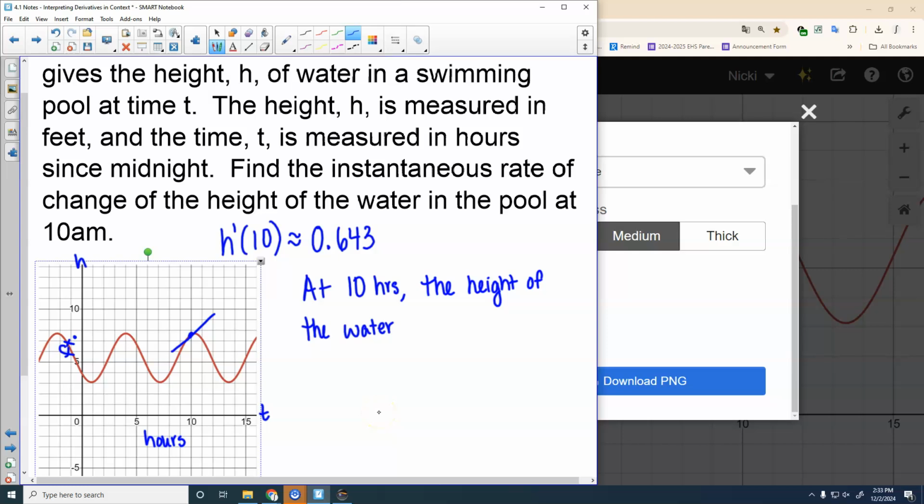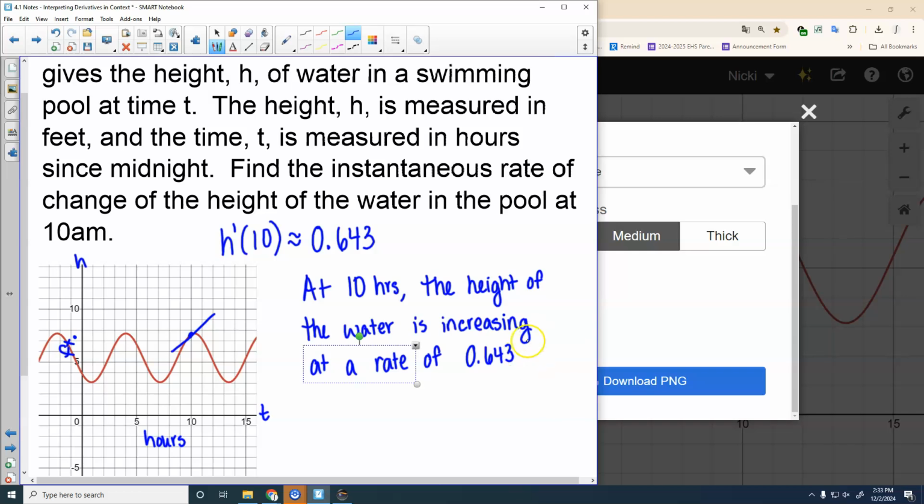What's happening to the height of the water there? It's increasing. Now, how do we know it's increasing? Slope of your tangent is positive. So if we had a negative number right there, it would be decreasing. And you can see it on the graph as well. The height of the water is increasing at a rate of 0.643. What are my units? Feet per hour.